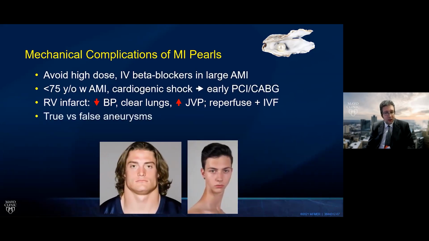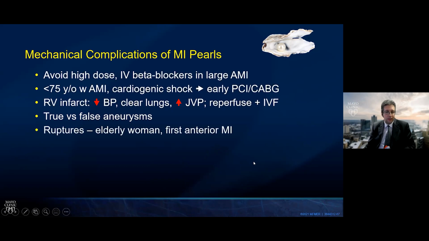True and false aneurysms, even though aneurysm sounds the same: true aneurysms have a broad-based neck. They involve all layers, and they are not rupture complications. They can still have arrhythmogenic complications, embolic complications, but they don't rupture. Whereas with a narrow neck you should be thinking about rupture complications, and this is someone that deserves urgent surgical evaluation.